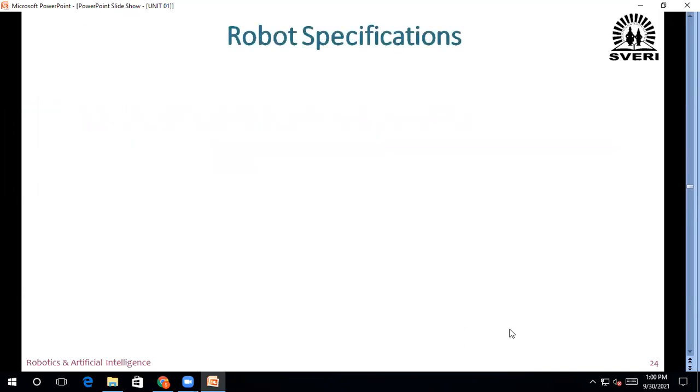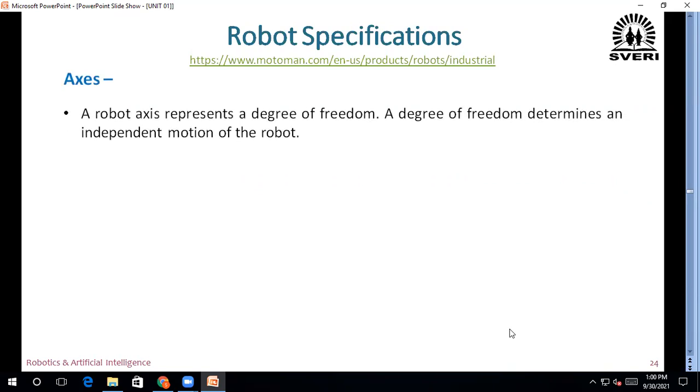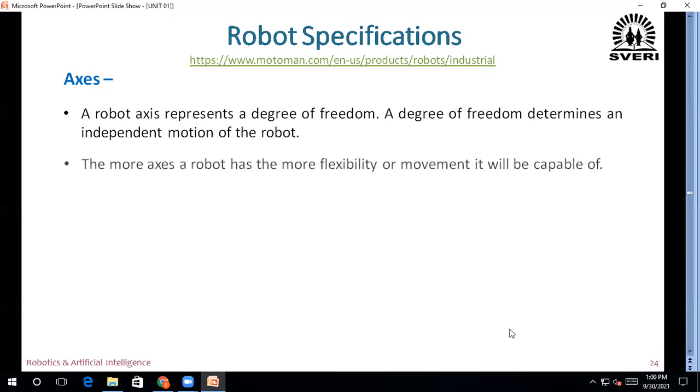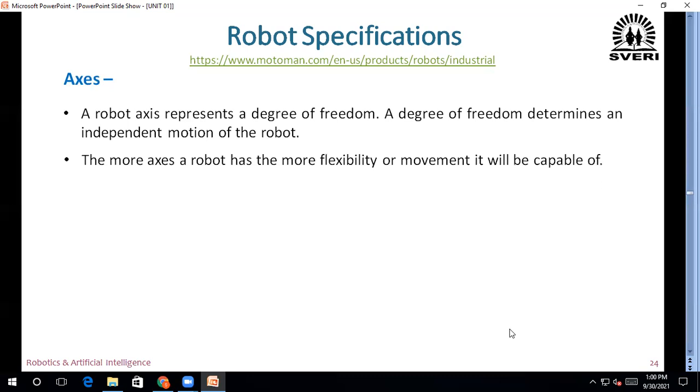Now, robot specifications. This is the website. Afterwards, we will see how the robots are specified. In general, the first specification is axis. A robot axis represents a degree of freedom. A degree of freedom determines an independent motion of the robot. The more axes a robot has, the more flexibility or movement it will be capable of.